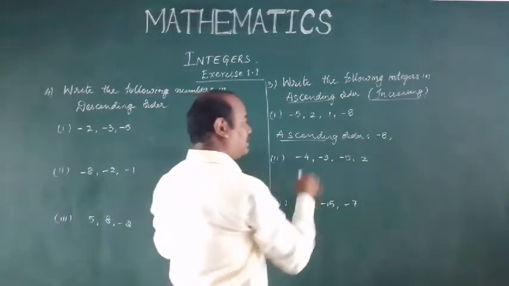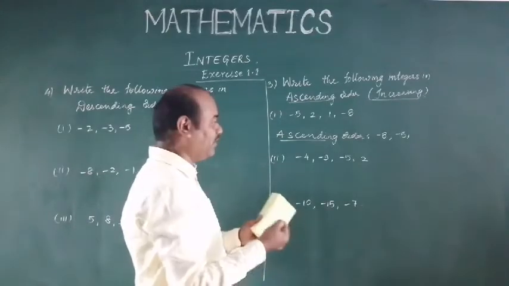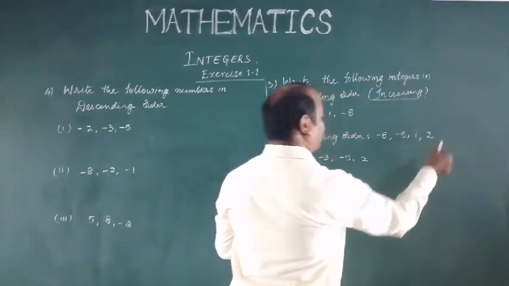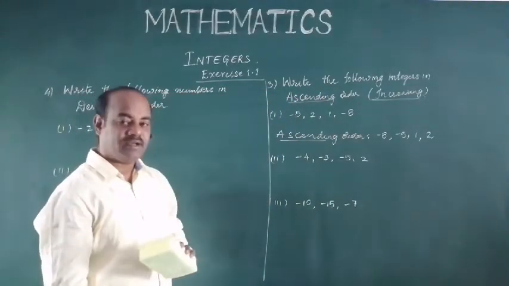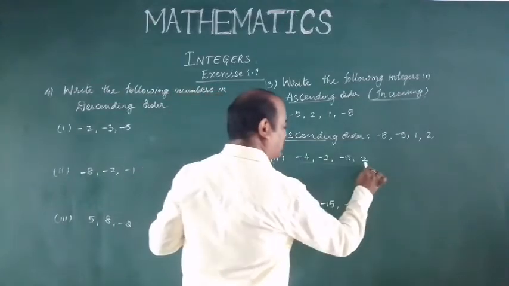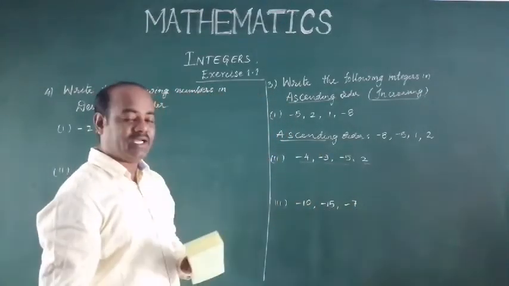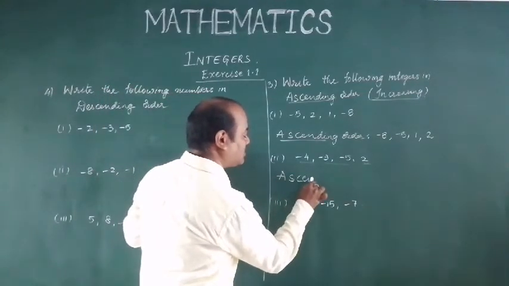Next smaller number is negative numbers only, minus 5. Next is the remaining positive. In 1 and 2, what is the small? 1 is small. So, in this question, the biggest number is finally 2. Now, come here. So, 3 negative numbers are there, 1 positive number. That positive number is bigger number. In these 3 negative numbers, which is the smallest one? Which is the smallest one?